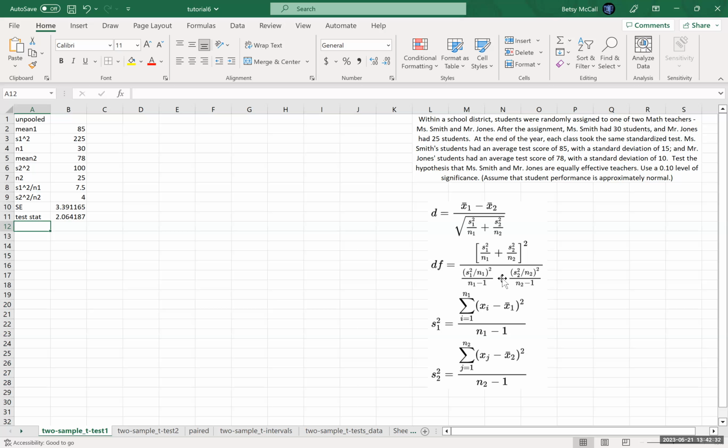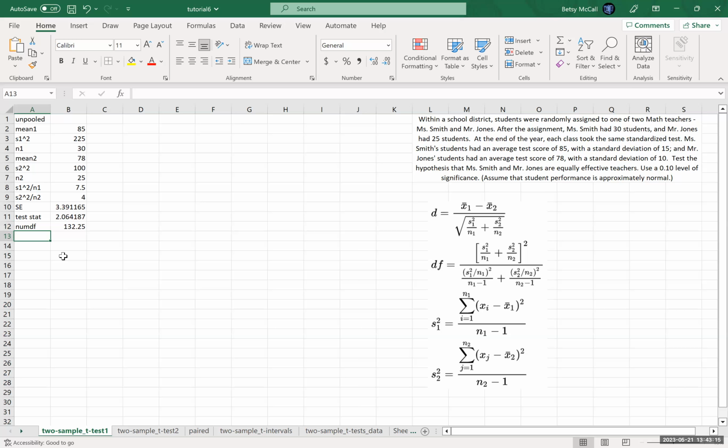All right, so then finally we need the degrees of freedom calculation before we can do our p-value. Now, the numerator, you'll notice, is the same as our standard error, except instead of taking the square root of it, we've squared it. So first things first, we're going to take our numerator of the degrees of freedom. And so that's going to be S1 squared over N1 plus S2 squared over N2. And instead of square rooting it, we're going to square it.